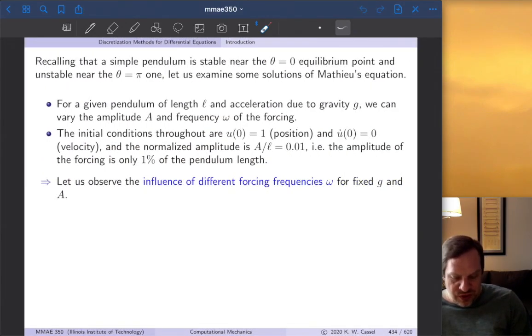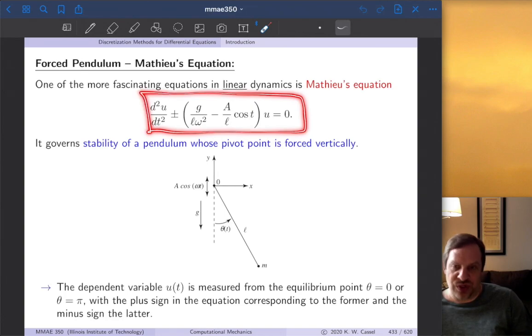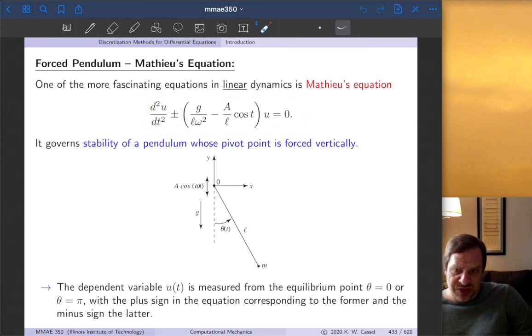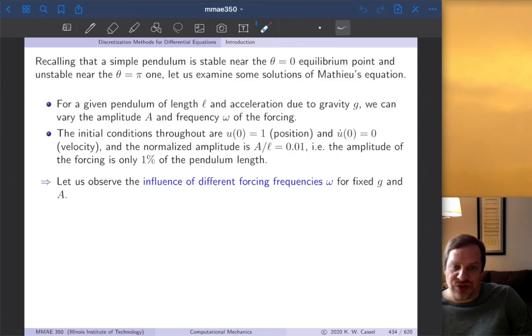Okay, so for a given pendulum length L and acceleration due to gravity, so pick the planet that you're on, we're going to vary the amplitude and the frequency of the forcing. You'll notice there is no M in Mathieu's equation. So the mass at the end of the pendulum does not affect its stability, which is kind of interesting. We're going to look at the amplitude and frequency of the forcing and see how that changes what you would intuitively expect for a non-forced pendulum. I'm going to use the same initial condition for all these cases.